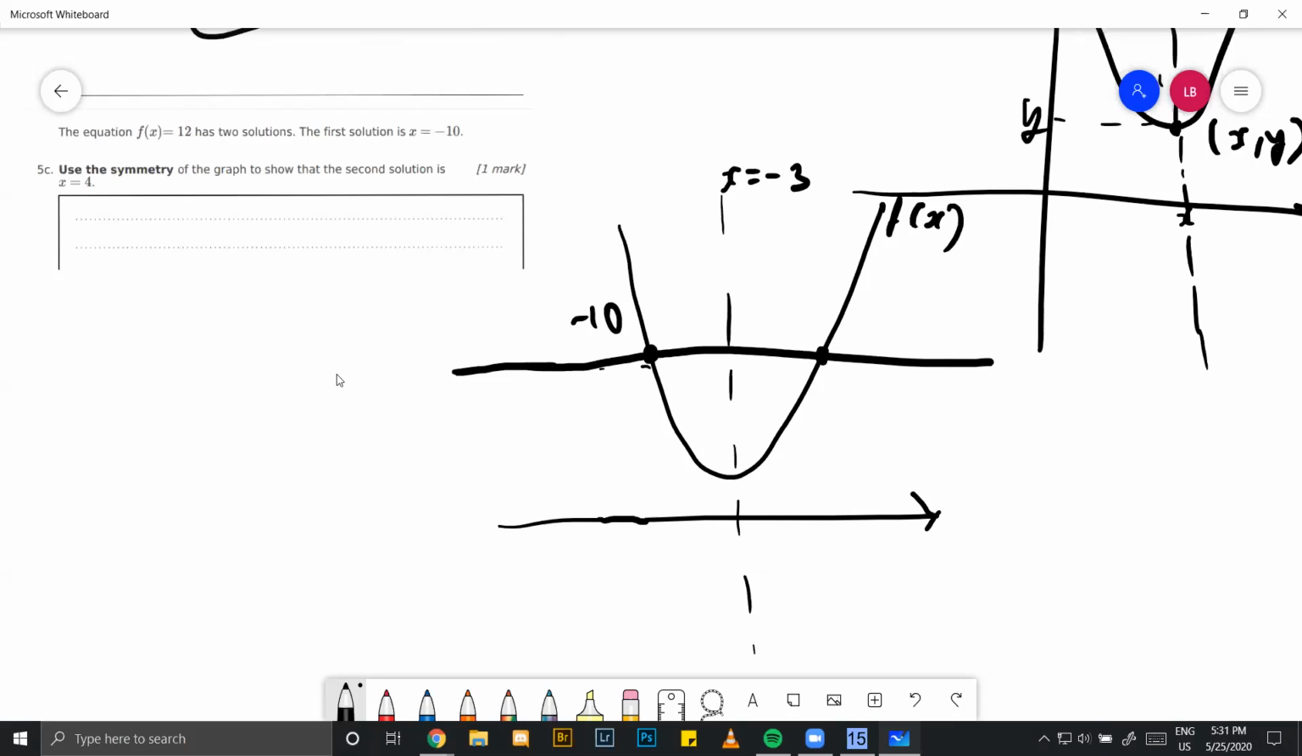You know that negative 10 is 7 away from negative 3. So this distance is 7, and this distance also has to be 7. So negative 3 minus 7 is negative 10, and negative 3 plus 7 is going to be 4. So you know that x is equal to 4. That's how you use the graph to show the symmetry.